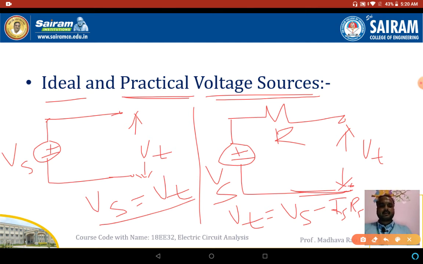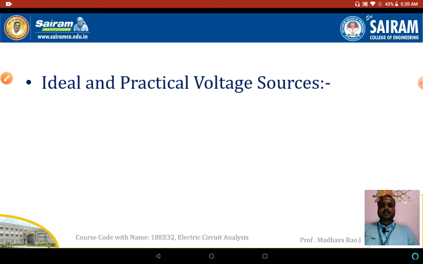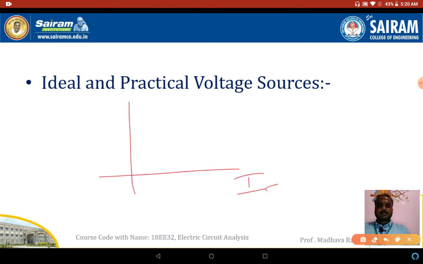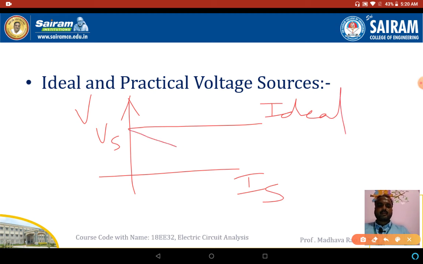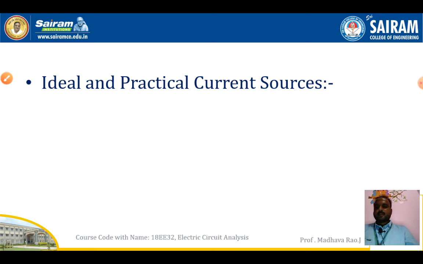In graph form, we can see how the practical and ideal voltage sources can be represented. If you take Is on the x-axis and voltage on the y-axis, then for an ideal voltage source Vs will be constant. So this is the ideal voltage source, and for the practical voltage source, when the current increases, the source voltage will reduce. This is the practical voltage source graph representation, right? So this is about voltage sources, and next we will go to the ideal and practical current source.